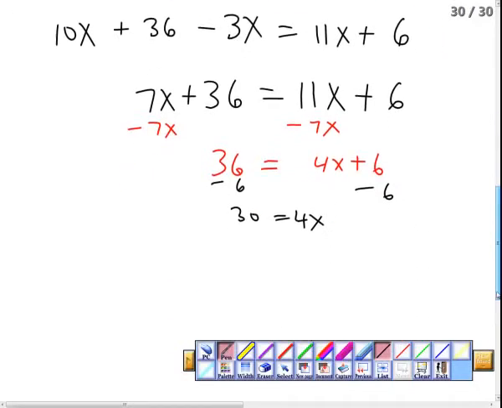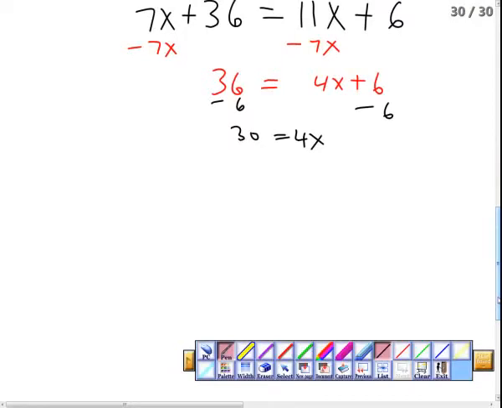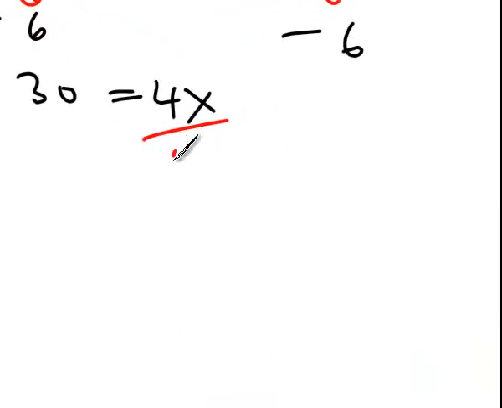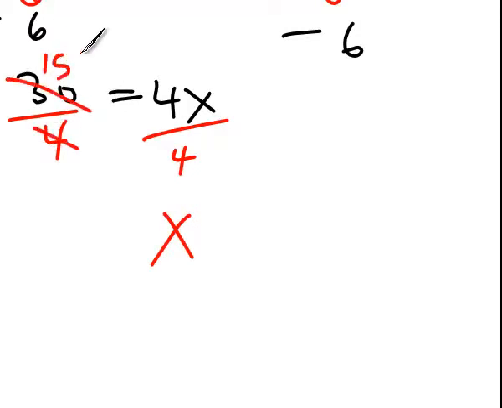And then 4 doesn't divide completely into 30, but 2 does, right? And so that would be 15 over 2. Okay? All right, questions with that? All right, good.